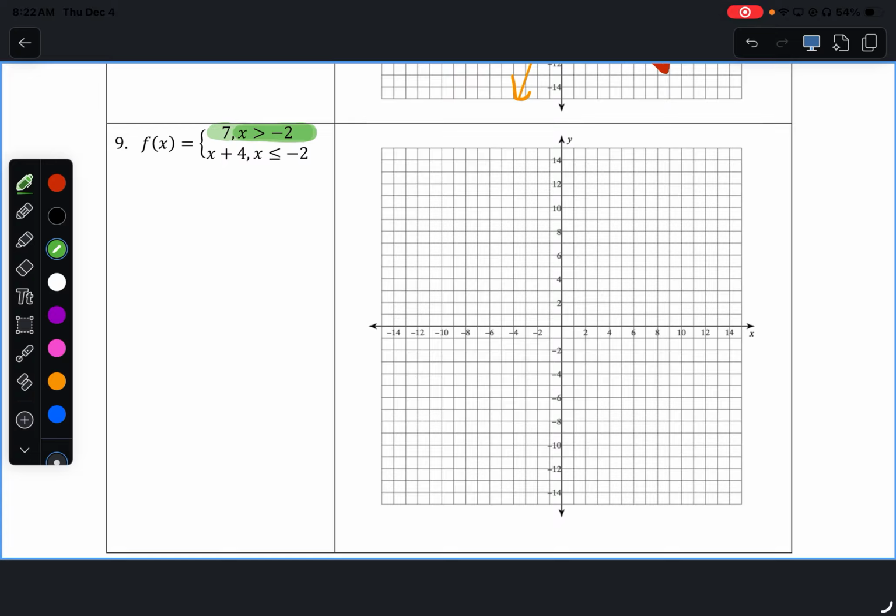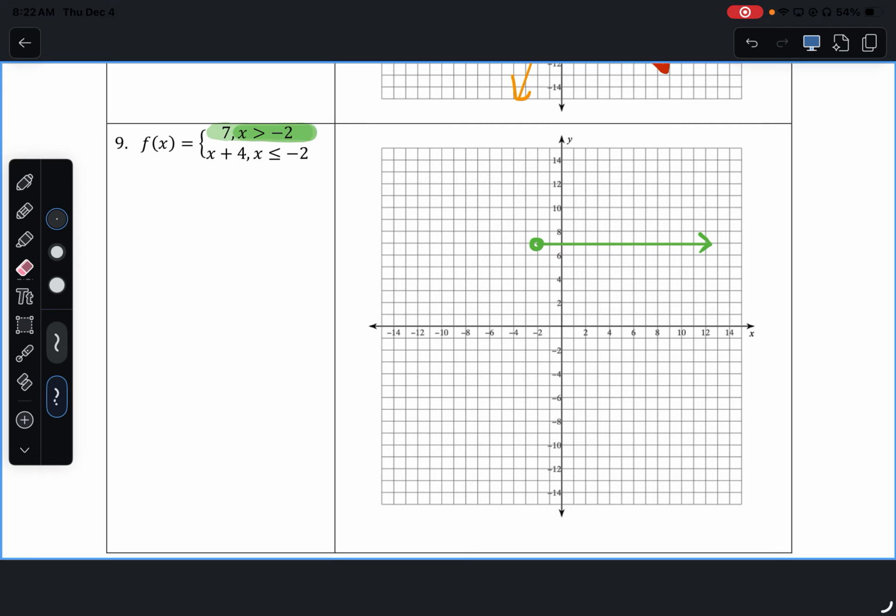Okay, then our last piece is just x. What is our y-intercept for x? 0. And what's our slope? 1 over 1. So it goes up 1 over 1, and it's going to keep doing that.